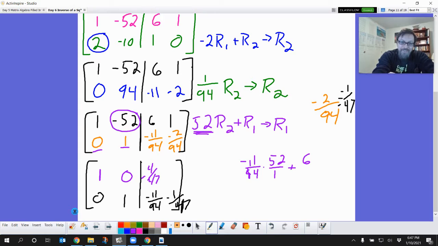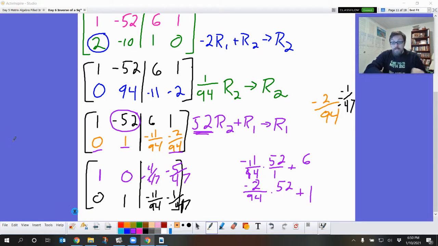Then we got to do 52 times negative 2/94 plus 1. If you type that all into your calculator, you should get negative 5/47. I'm just going to confirm that quick. Yep, that all does check out.